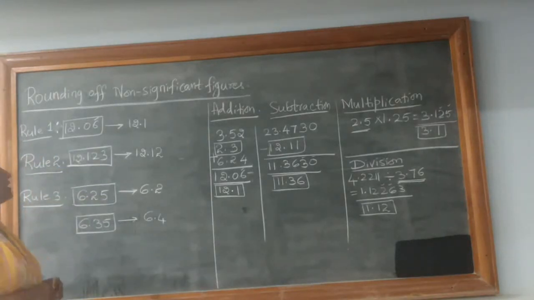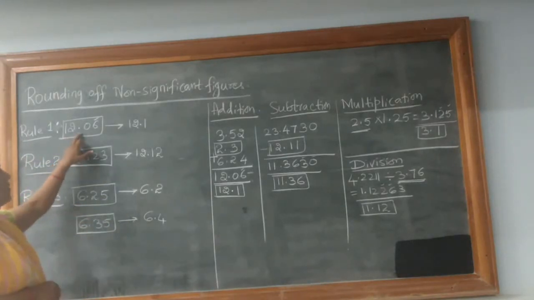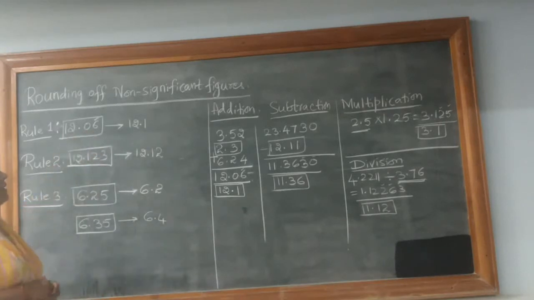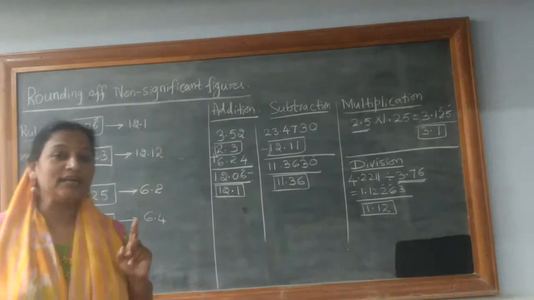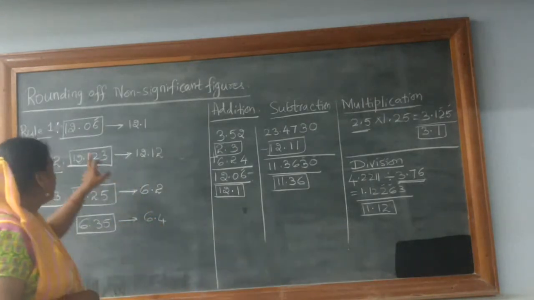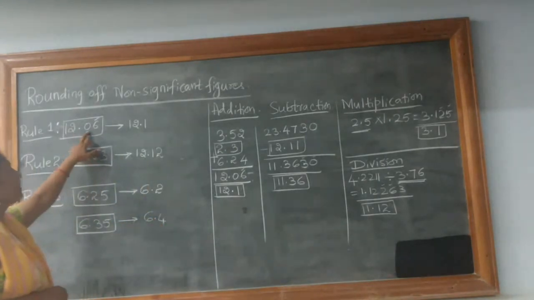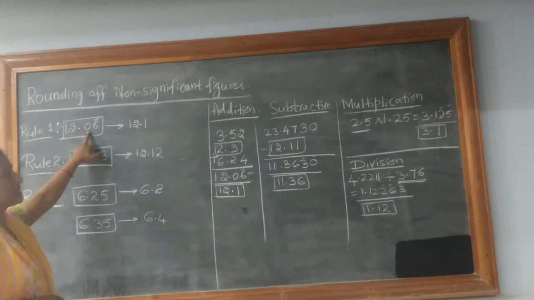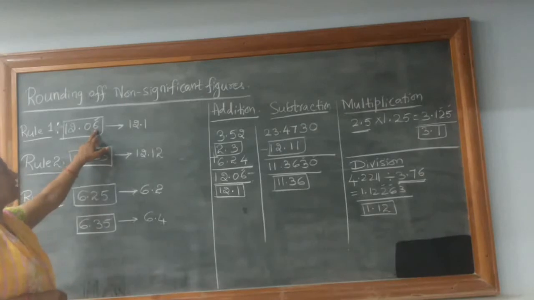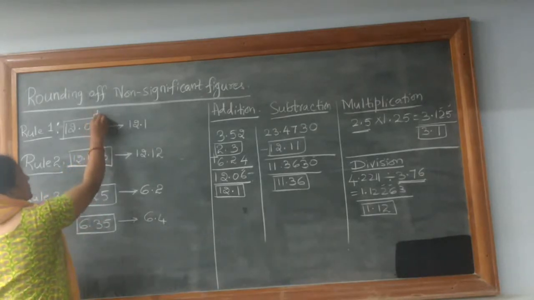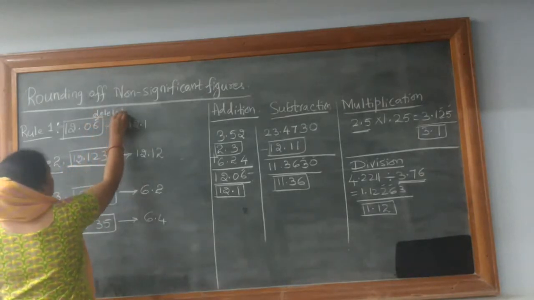If the final result reported, 12.06, must be reported only up to one decimal place, then the last digit 6 is to be deleted. So the last digit 6 must be deleted.